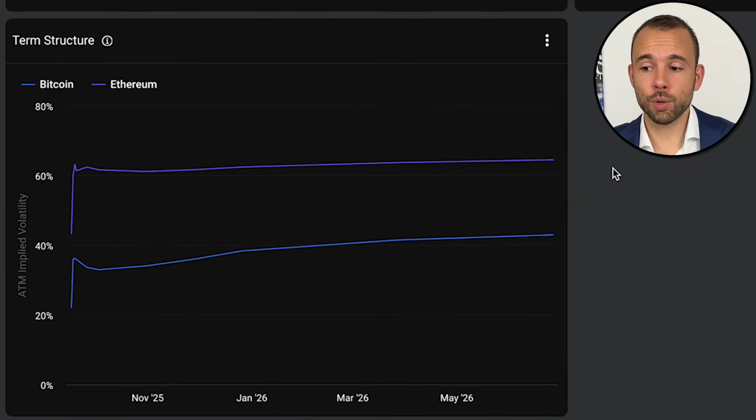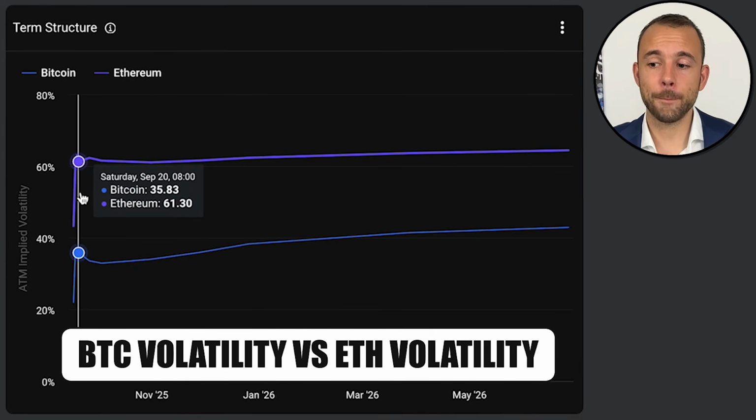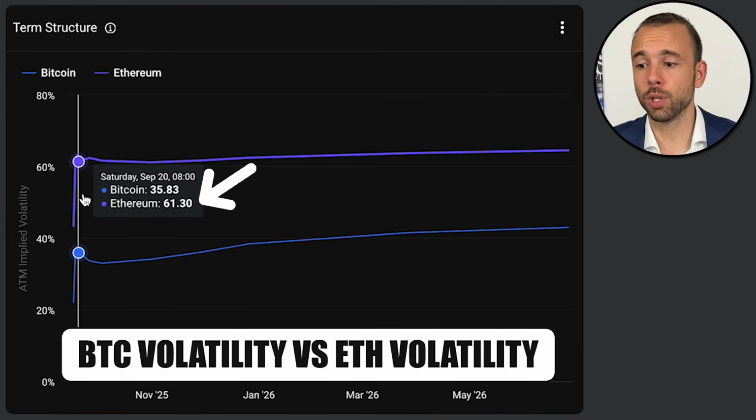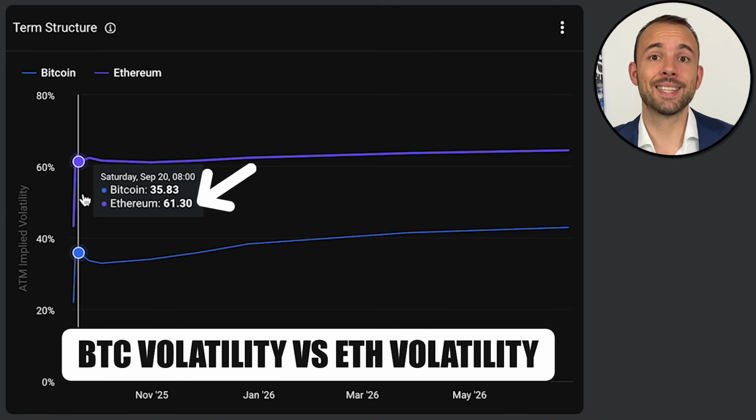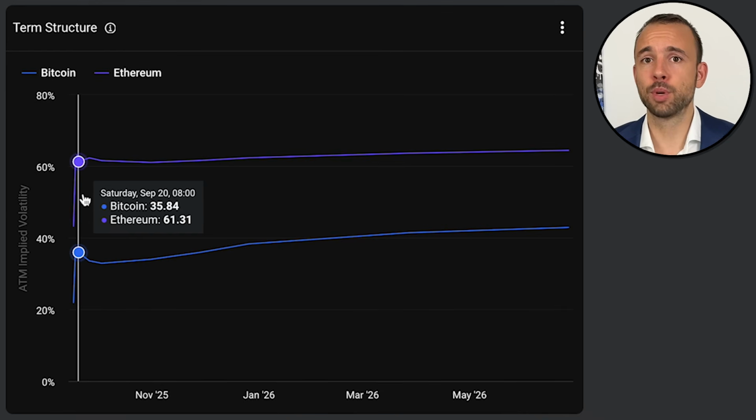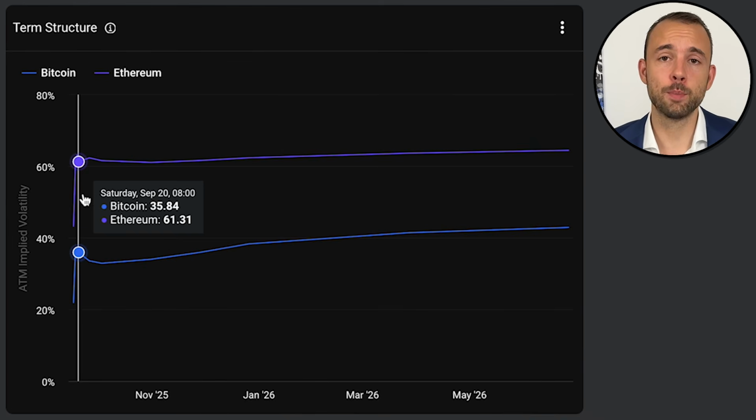For example, what I also prefer to watch all the time is the comparison of implied volatility between Bitcoin and Ethereum. For example, here you can see that the implied volatility of Bitcoin is equal to 35%. But at the same time, implied volatility for Ethereum is more than 61%. And we can understand from this graph that the premiums for Ethereum are more expensive than the premiums for Bitcoin. Because right now, Ethereum is more volatile than Bitcoin. And the difference between implied volatility of Bitcoin and Ethereum is quite high right now.